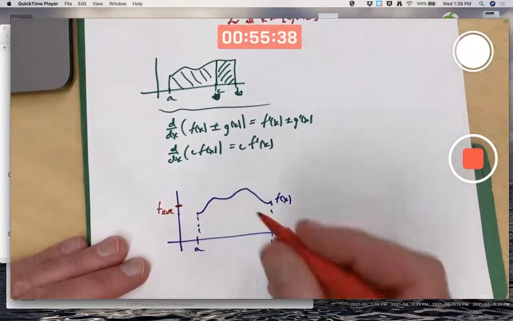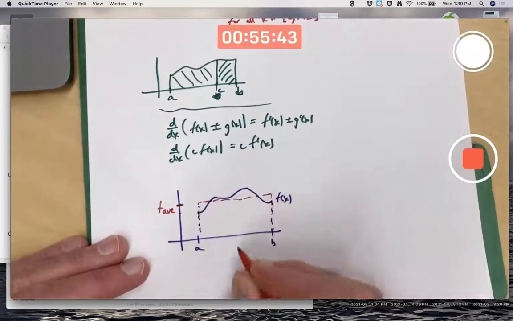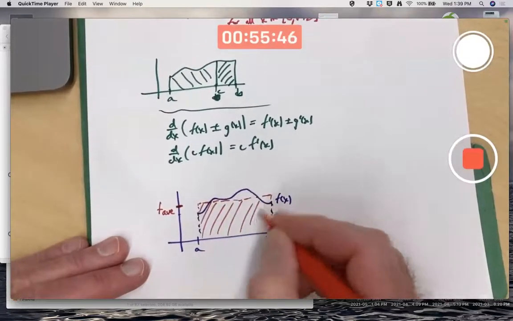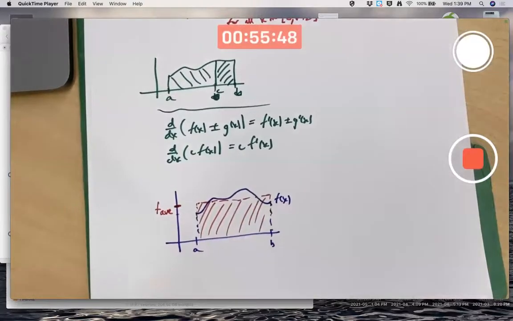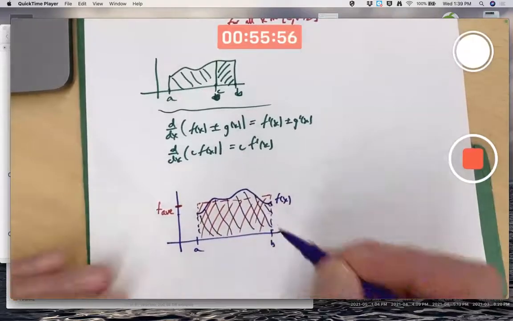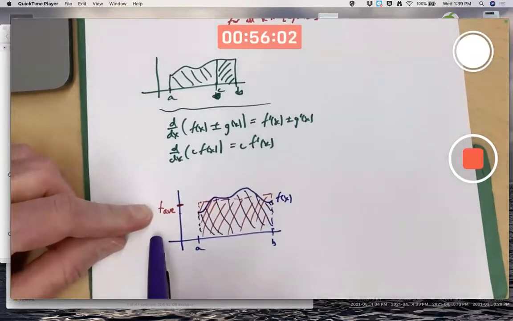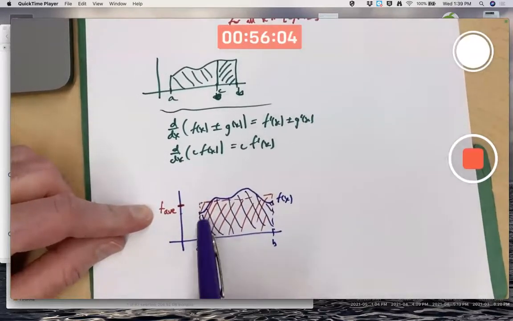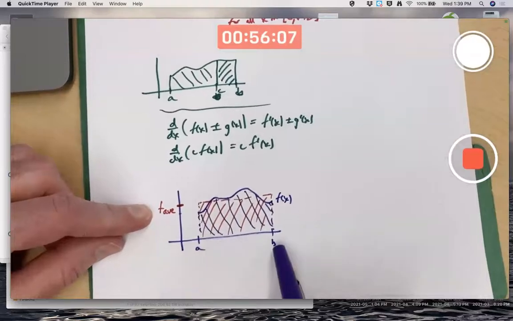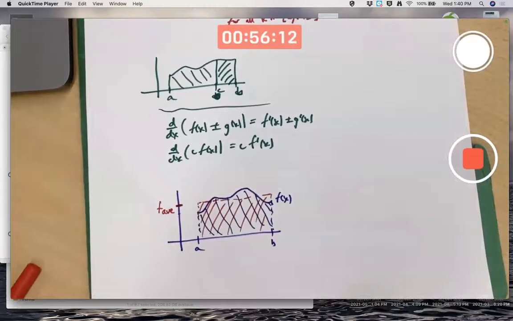The definition of the average value is chosen in such a way that the area of this rectangle is the same as the area under the purple curve. The average value of f of x is an average height of the graph, again, so that the area of the red rectangle, whose base goes from a to b and whose height is the average value of f, is the same as the area under the graph of f, the same as the integral.